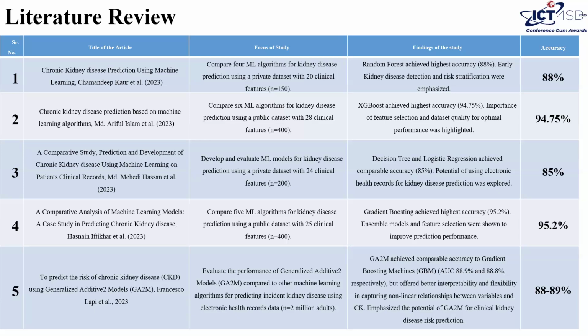Fifth, the title of the article: To Predict the Risk of Chronic Kidney Disease (CKD) Using Generalized Additive 2 Models. Focus of study: evaluate the performance of the generalized additive 2 model compared to other machine learning algorithms for predicting incident kidney disease using electronic health record data. Finding of the study: accuracy is 88.9%.